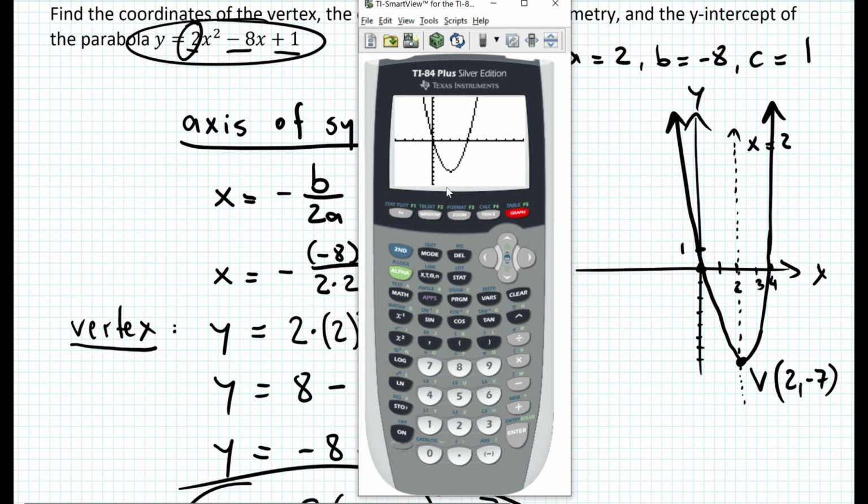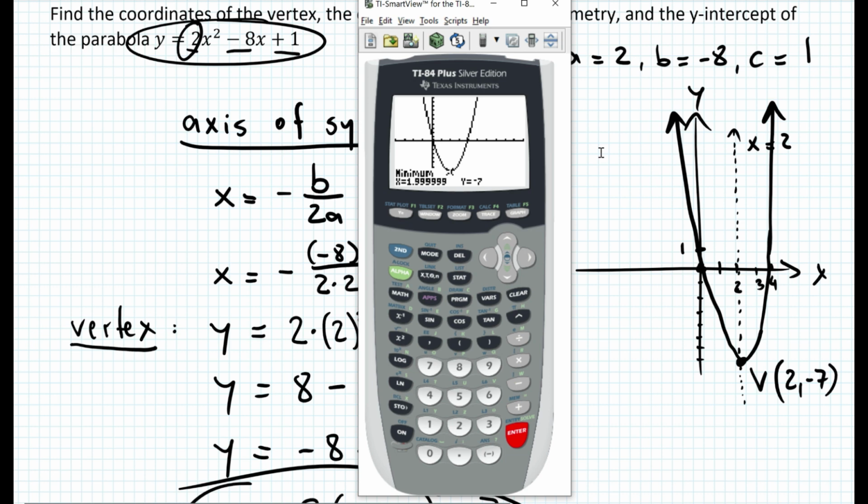You can also confirm that the vertex is correct at 2, negative 7, again, by going to second calc and looking for the minimum value, all right? So here we want to pick a left bound, press enter, we pick a right bound on the calculator, press enter again, and the vertex is at x equal to 2 and y equal to negative 7. I know the calculator says x equal to 1.99999 because the calculator does an approximation method. But it is actually at 2, negative 7. So everything is working out fine here.